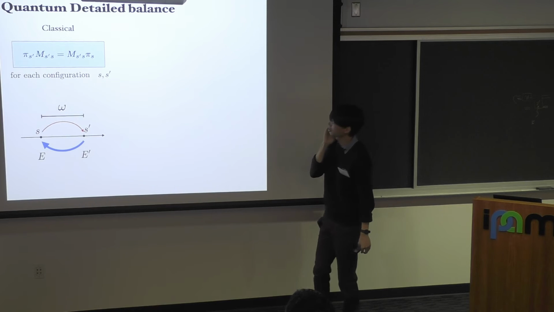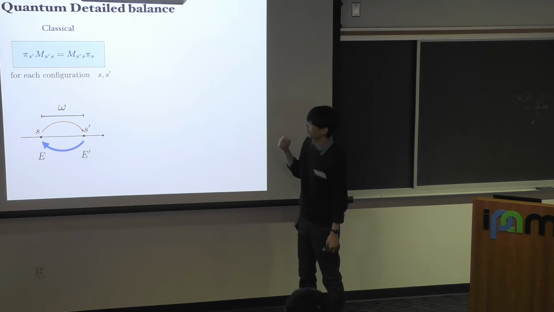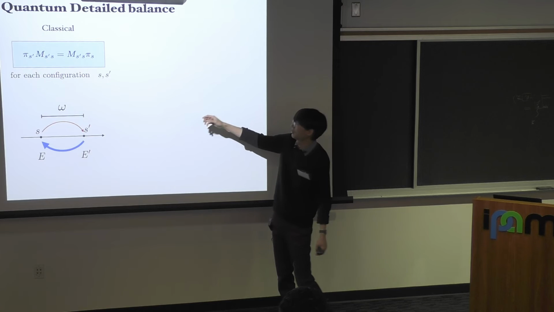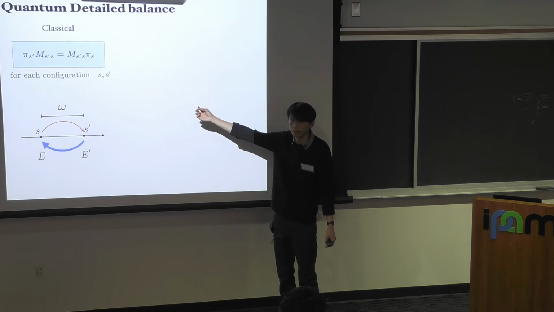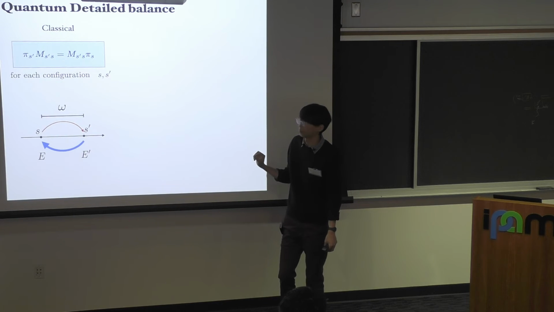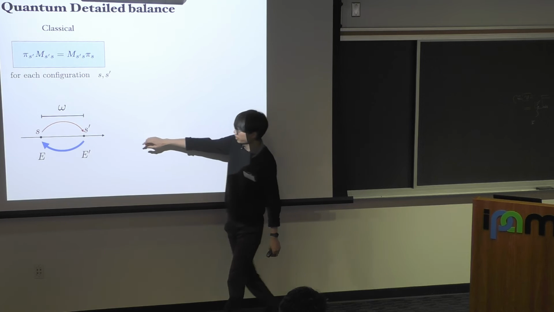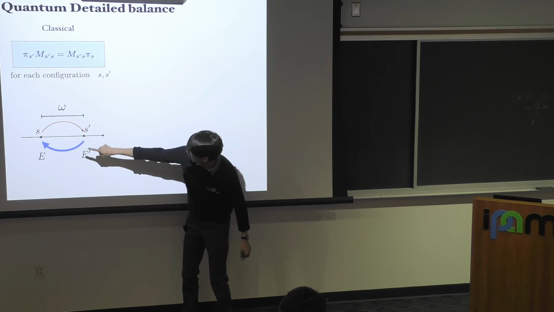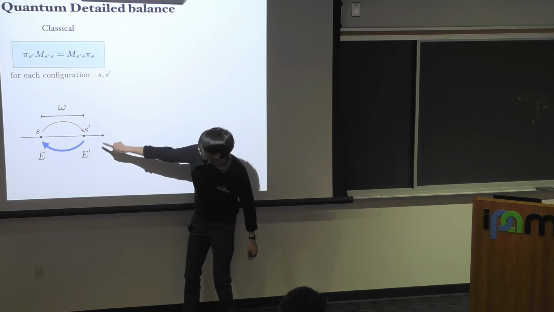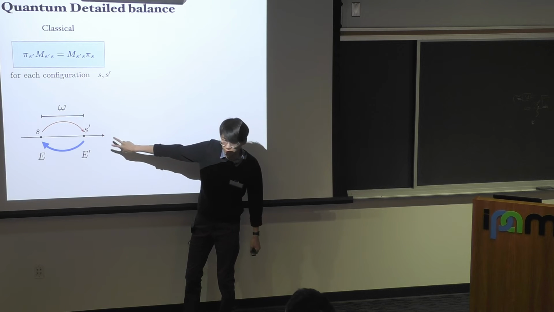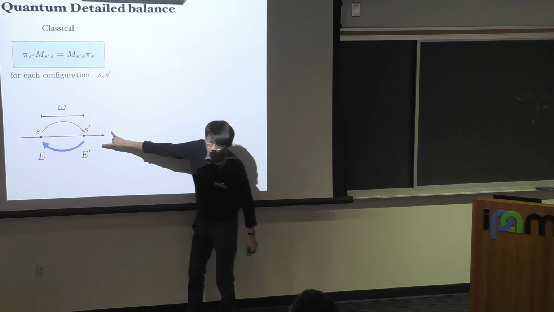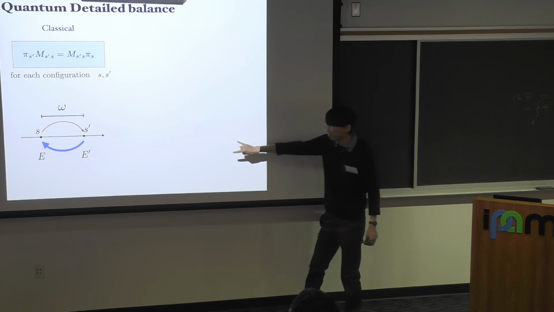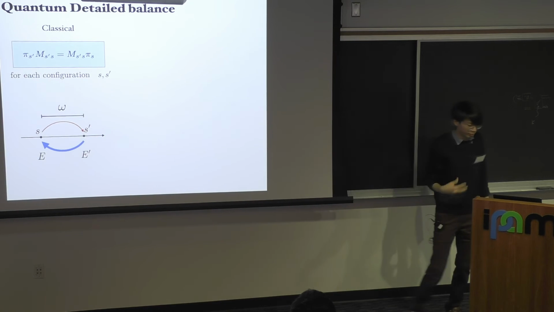So people already mentioned this. But let's look at the classical case. In the classical case, detailed balance is this symmetry condition. It depends on the stationary distribution. But for the Gibbs state, it's like the symmetry between energy increasing and energy decreasing transitions. These two have to be related by the Boltzmann factor. And classically, you can do that by rejection sampling.